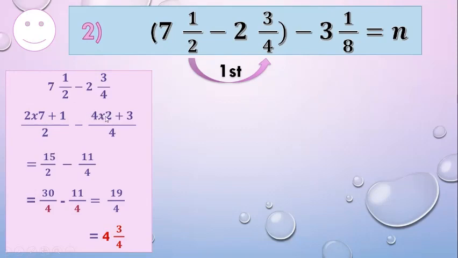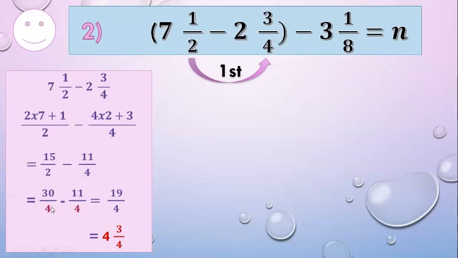Denominator 4, whole number 2, plus numerator 3. Okay, then denominator 4. So 2 times 7 is 14, plus 1 you have 15. Copy denominator 2. Minus, don't get lost, that's minus. 4 times 2, it's 8. Plus 3, it's 11. Then copy the denominator 4. Take note, they are still dissimilar fractions.